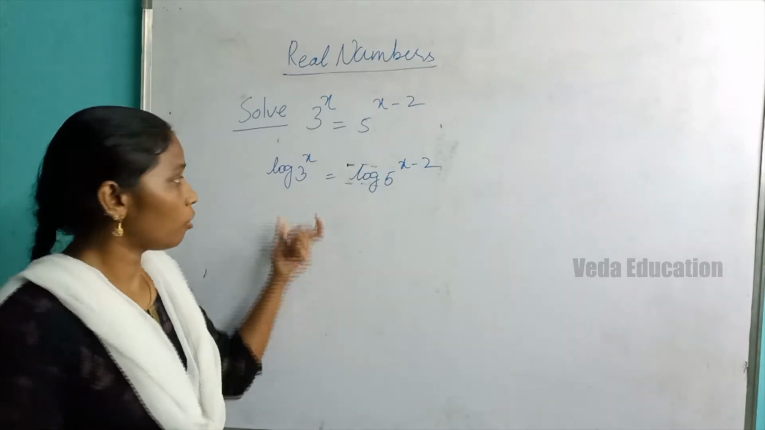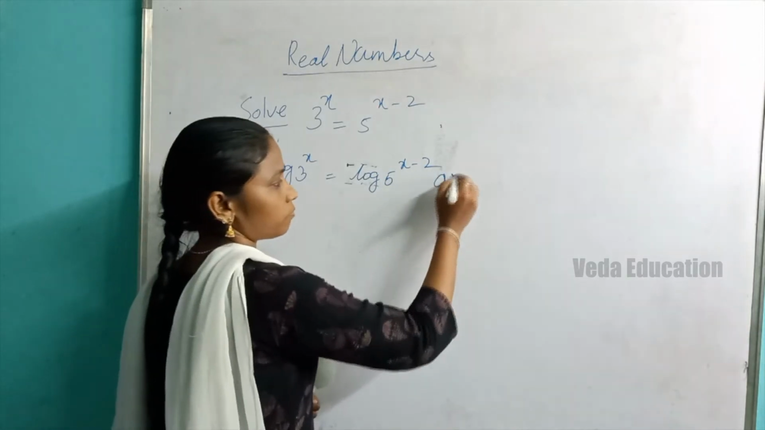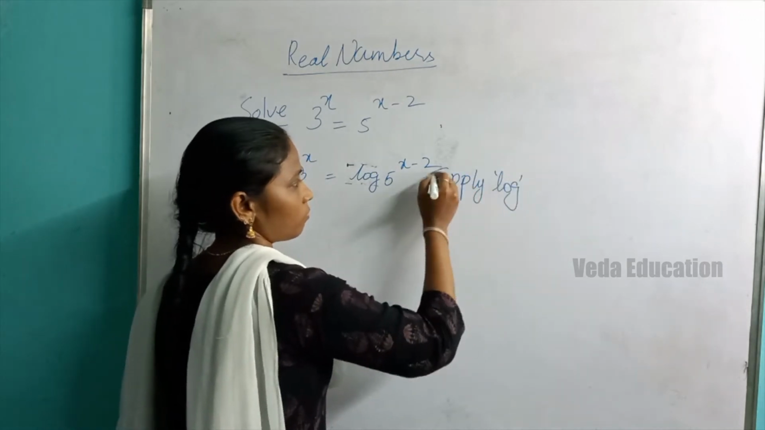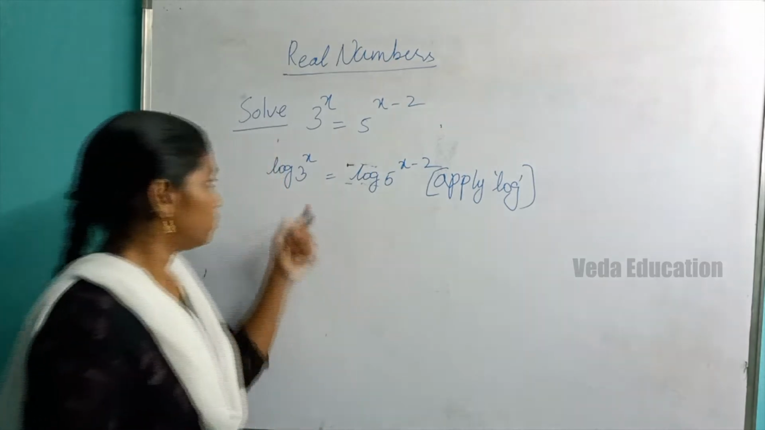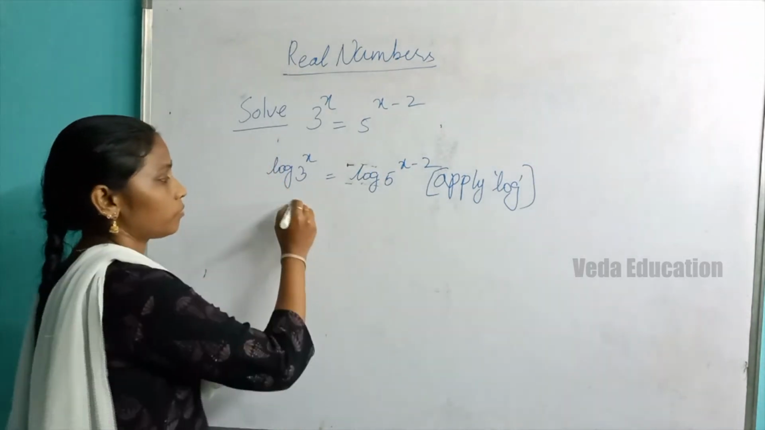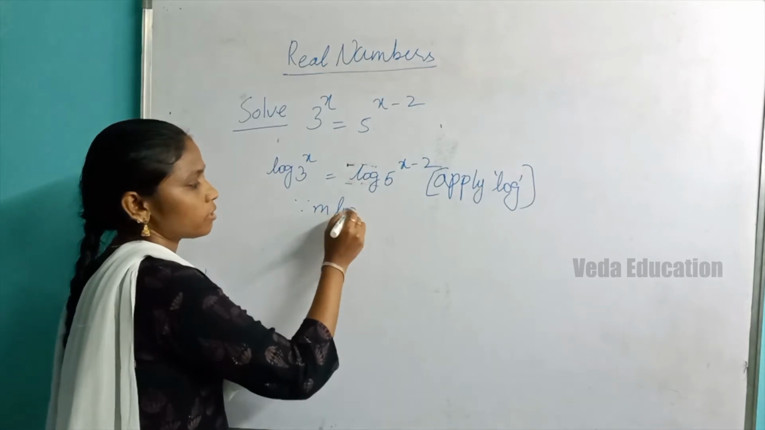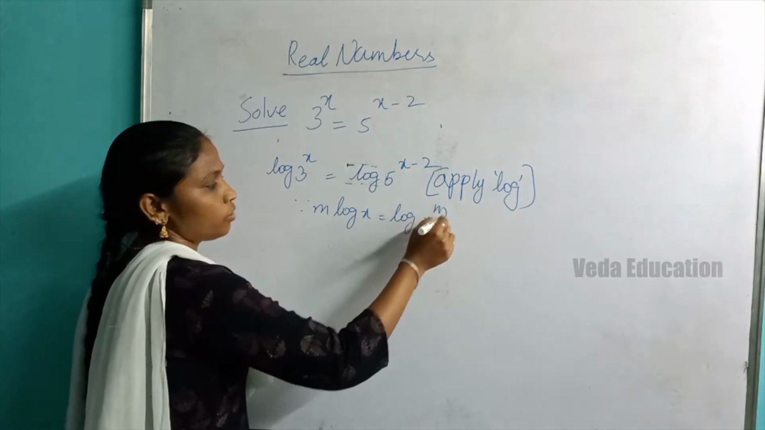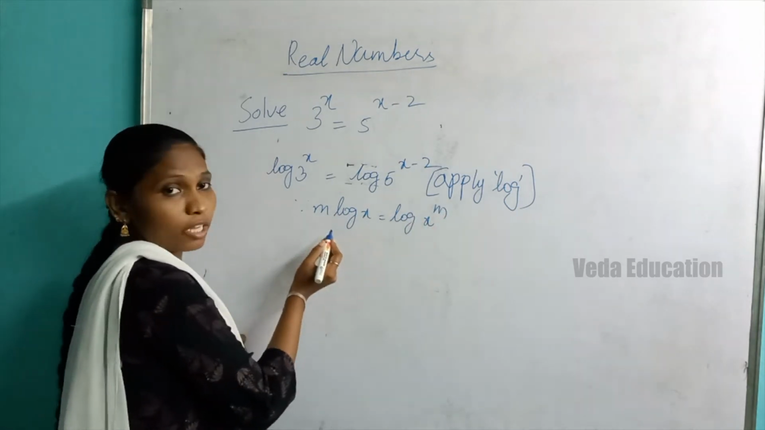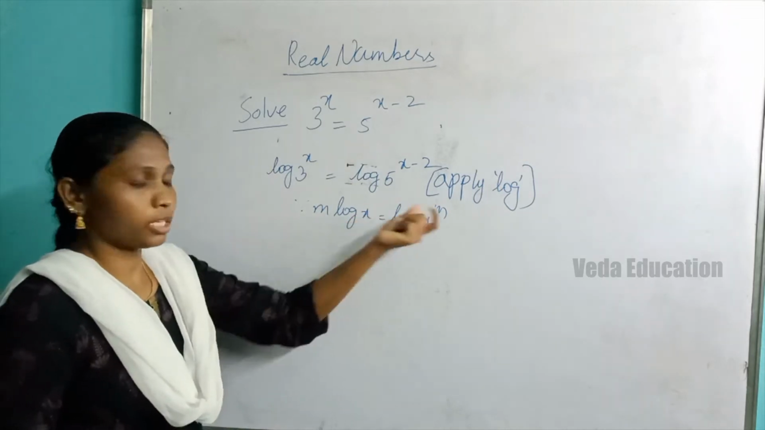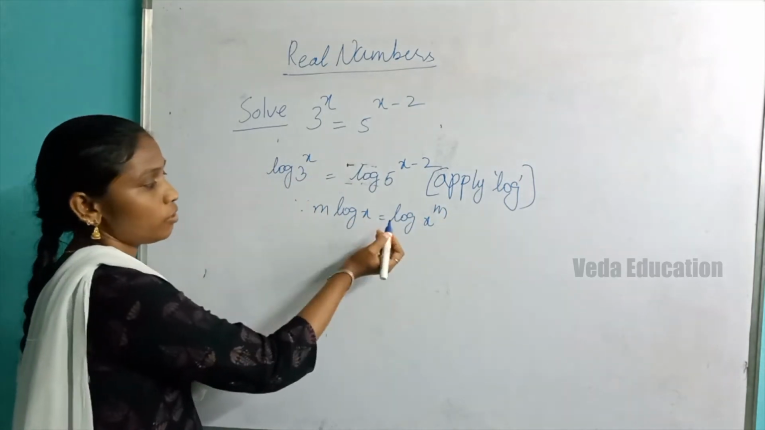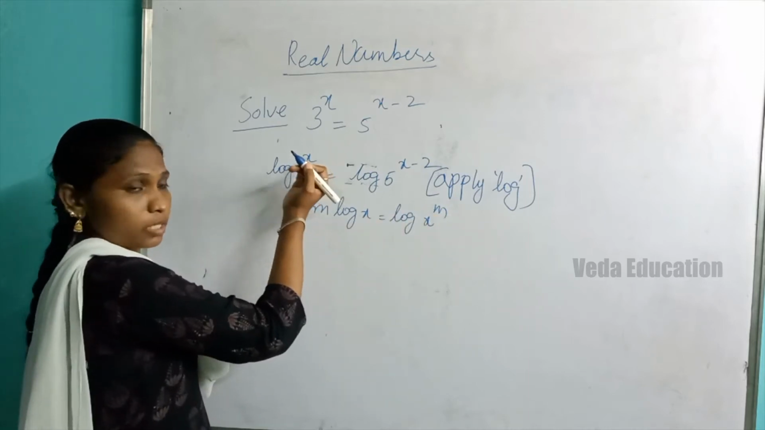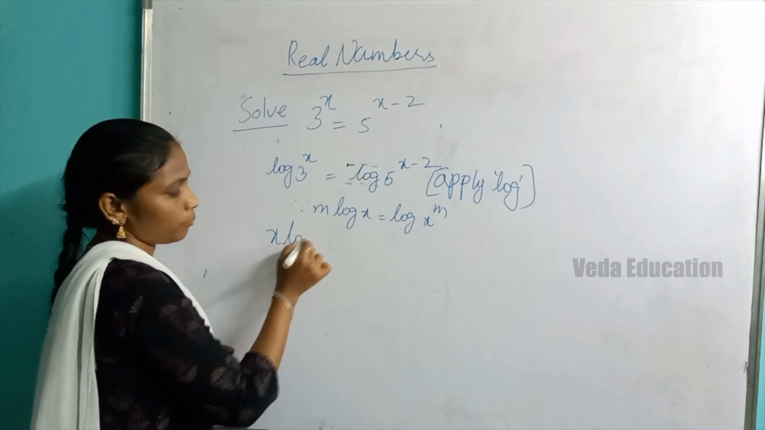Got it? We apply logarithm to both sides. Now, third law: m into log x equal to log x to the power of m. So suppose any number is multiplying in front of log, we can write the number as an exponent. Now we are using it in the opposite way, writing the exponent in front of log. Here we have x as the exponent, so now x goes in front of log.